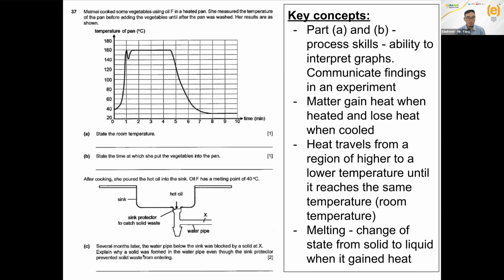Explain why a solid was formed in the water pipe, even though the sink protector prevented the solid waste from entering. Okay, so a lot of things they're testing you here. Number one, your process skills, whether you know how to interpret a graph or not. You can see experiment questions, so many interpreting graph questions. So you can expect that in the PSLE as well.